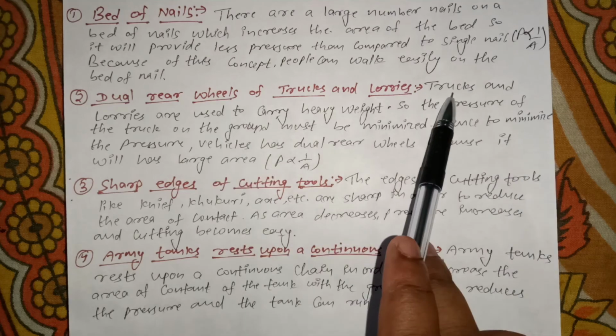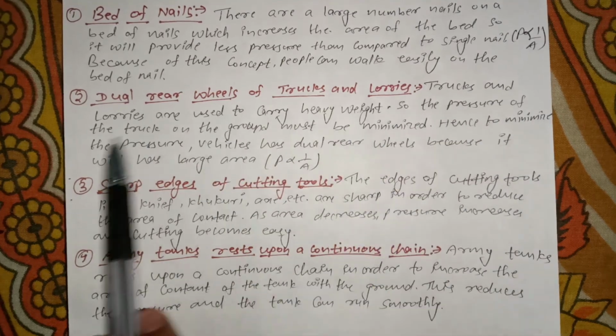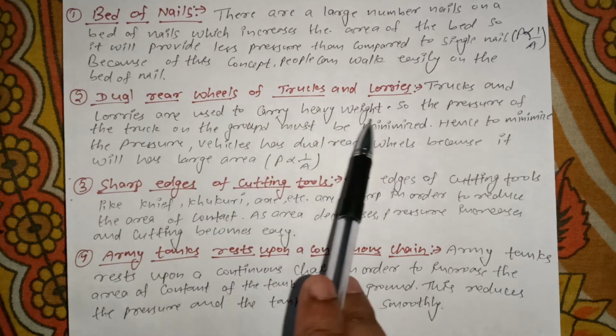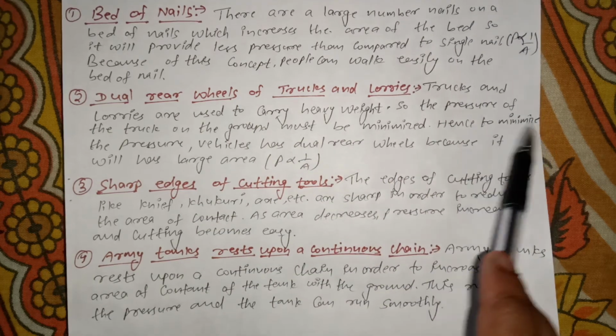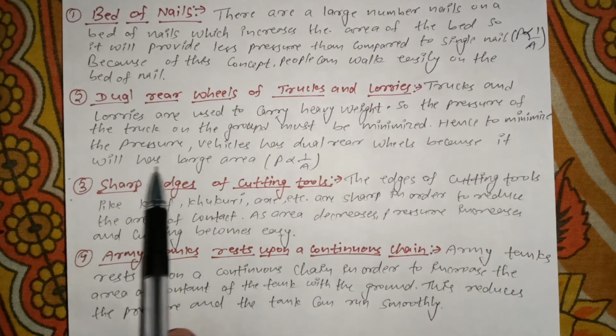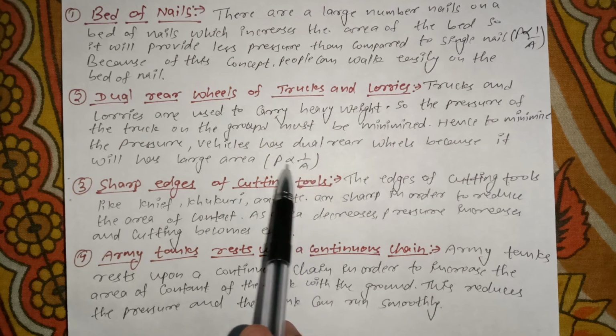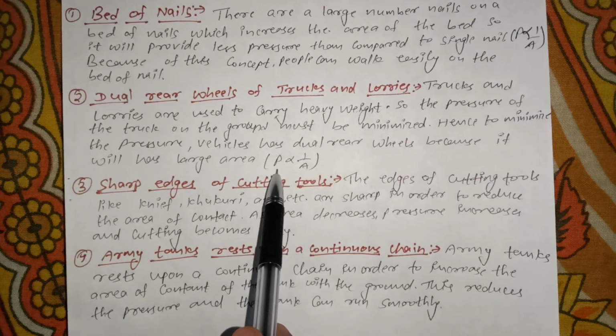Actually the reason is trucks and lorries are used to carry heavy weight, so the pressure of the truck on the ground must be minimized. Hence to minimize the pressure, vehicles have dual rear wheels because it will have a large area, and we know that if the area is large then it will have less pressure.